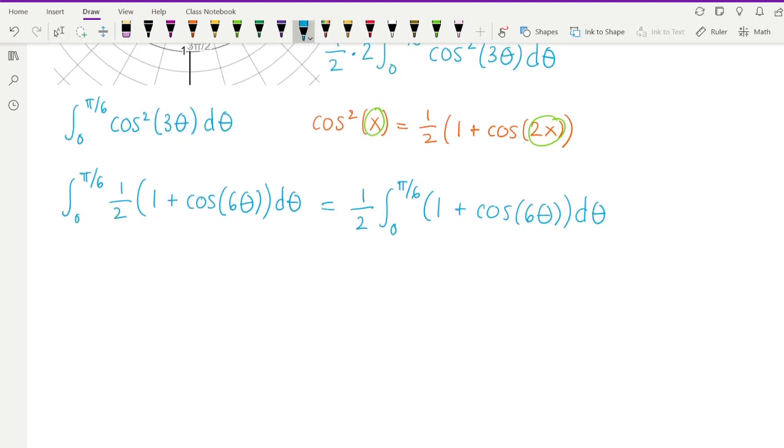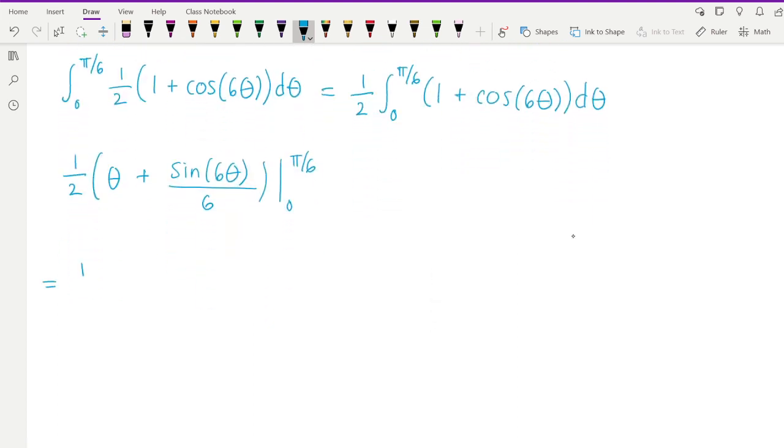Okay, now we can take our antiderivative. The antiderivative of 1 is just theta. So we have 1/2 times theta plus, for the antiderivative of cosine of 6 theta, you could do a substitution, but this is one of those substitutions that's easier to do in your head. It's going to be sine of 6 theta over 6, because you need this division by 6 to compensate for the chain rule that would happen when taking the derivative of sine of 6 theta. Then we're going to evaluate this at 0 and at pi over 6.